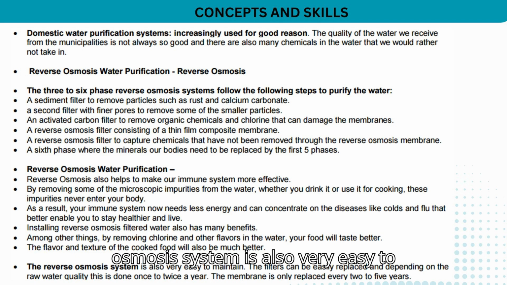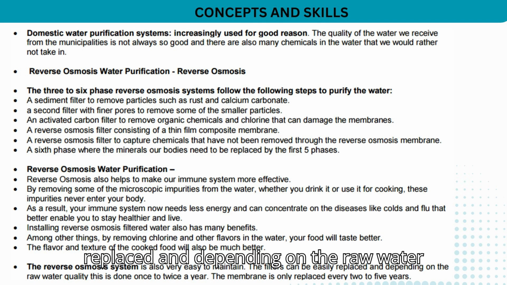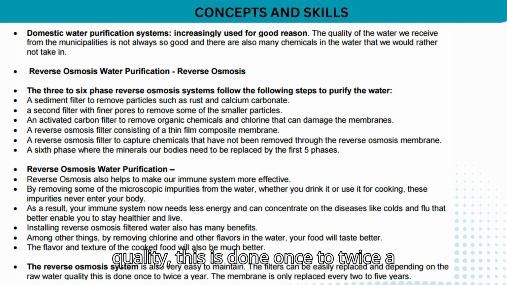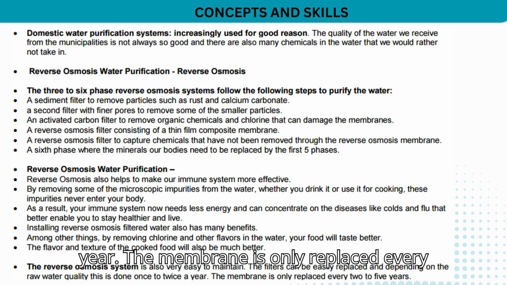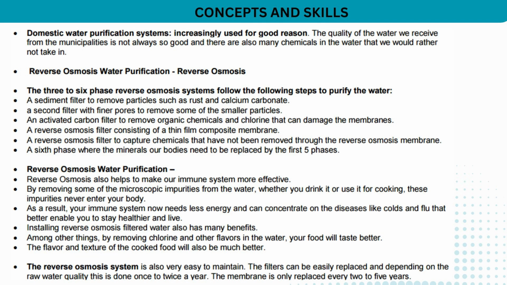The reverse osmosis system is also very easy to maintain. The filters can be easily replaced, and depending on the raw water quality, this is done once to twice a year. The membrane is only replaced every 2 to 5 years.